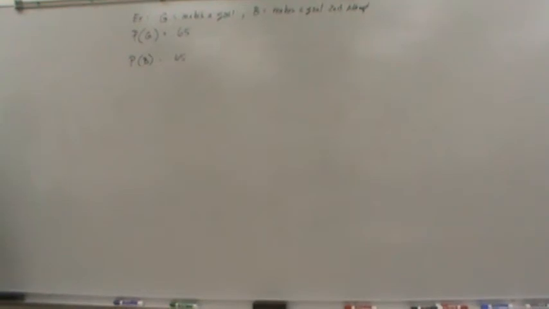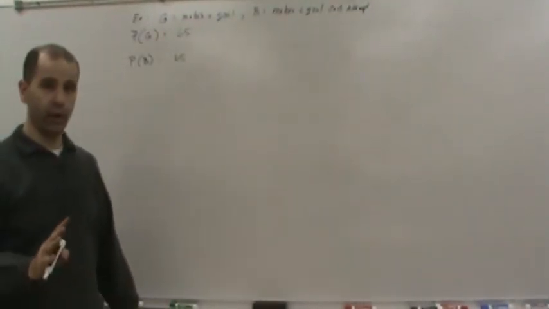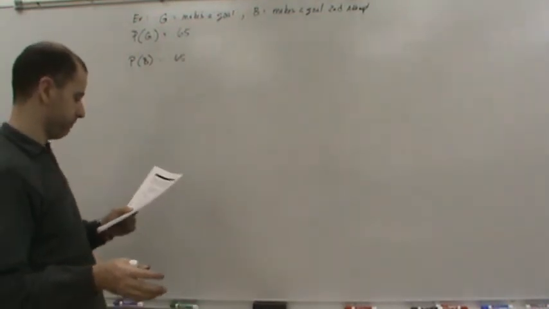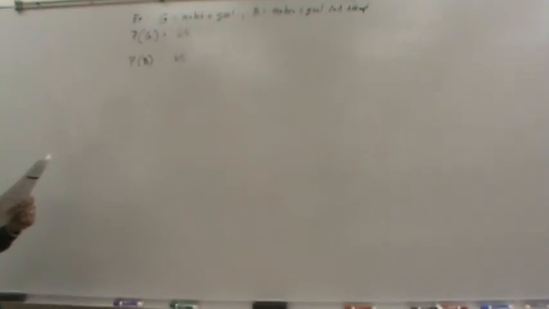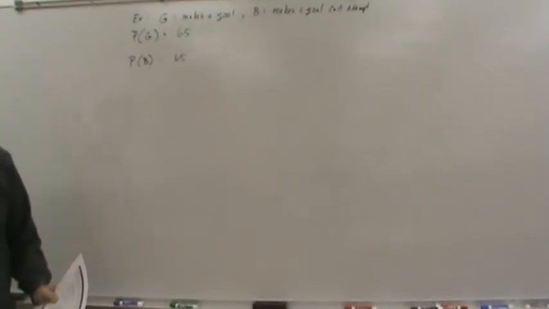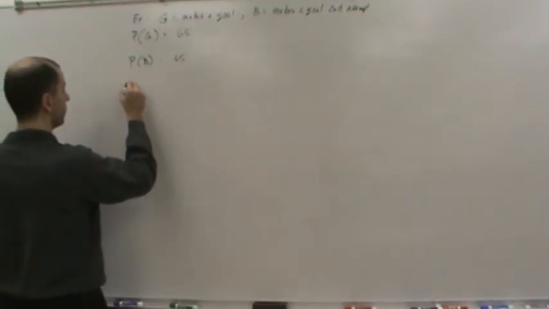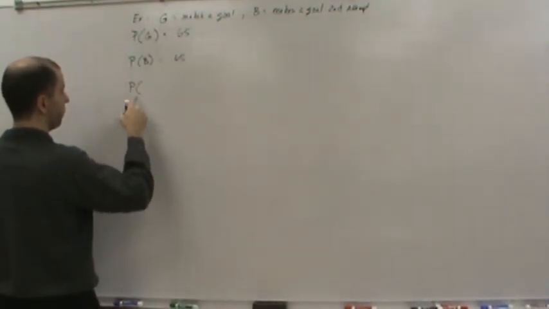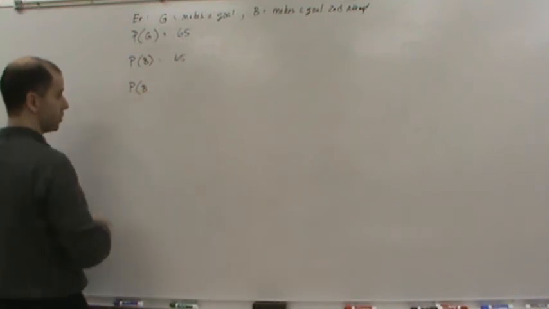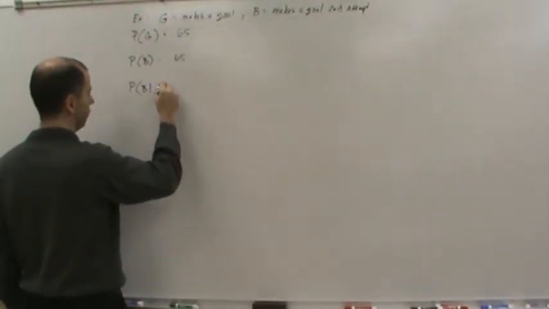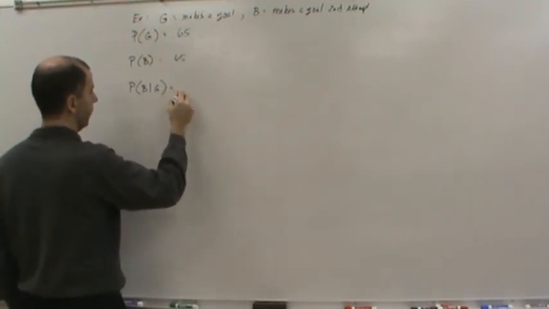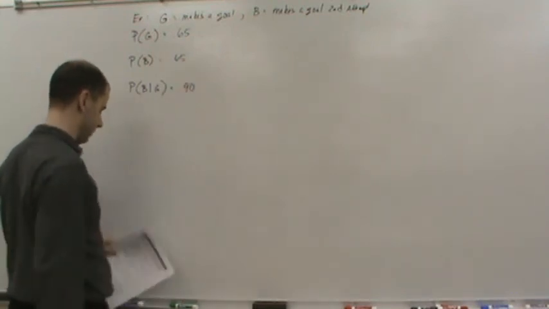Now, Carlos tends to shoot in streaks. That's what we know. The probability that he makes the second goal, given that he made the first goal, is 0.9. So now they're giving us the conditional probability: the probability that he makes the second goal, given that he made the first one, is 0.90.